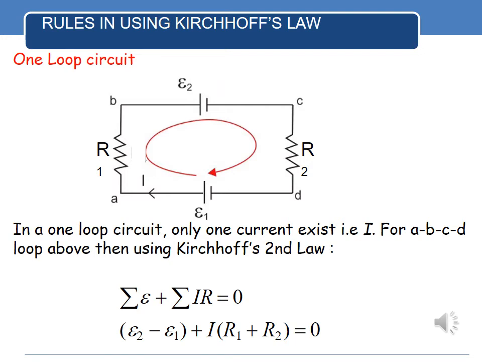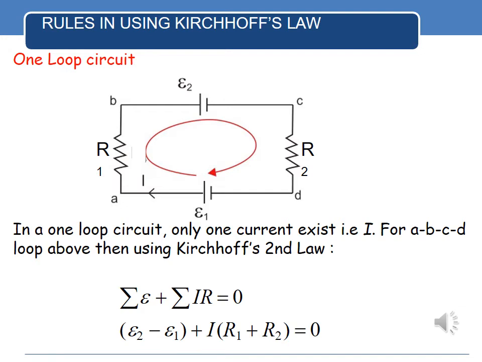This is an example of how to use Kirchhoff's law. Suppose we have a single loop like this. We have to define the direction of the loop first. In this case, the direction of the loop is already chosen following the red arrows. According to Kirchhoff's second law, sigma epsilon plus sigma I times R equals 0.